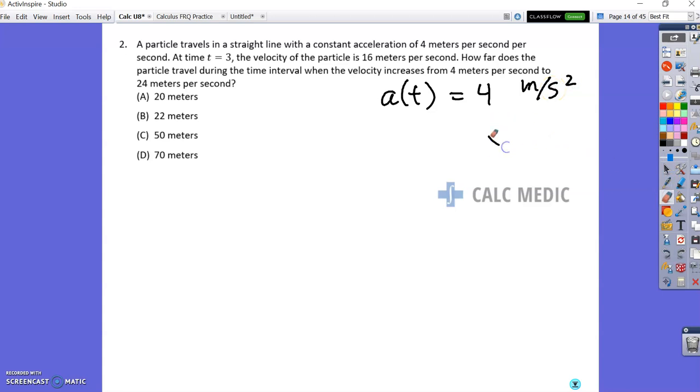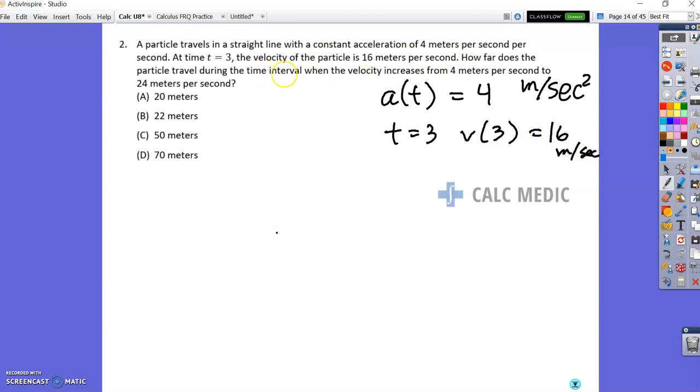So you can either have 4 meters squared, that's more of a physics way to write that, or per second is how we would write that more in a calculus setting, or you can say meters per second squared. I'm a big fan of second squared. At time t equals 3, v of 3 is 16 meters per second.